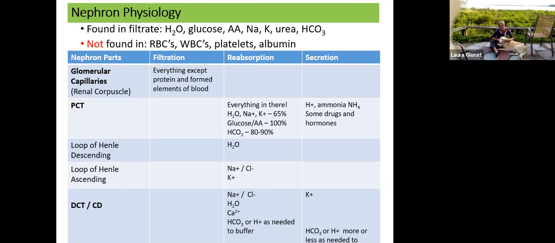The filtrate travels down the descending loop of Henle, makes the hairpin turn, and starts ascending as the ascending loop of Henle. Now we change to cuboidal cells, and thus we are no longer permeable to water, but we are permeable to reabsorb sodium, chloride, and potassium. Then we enter into the distal convoluted tubule.